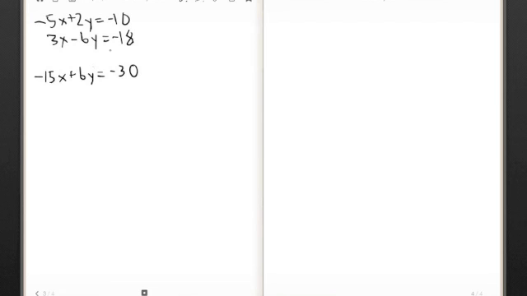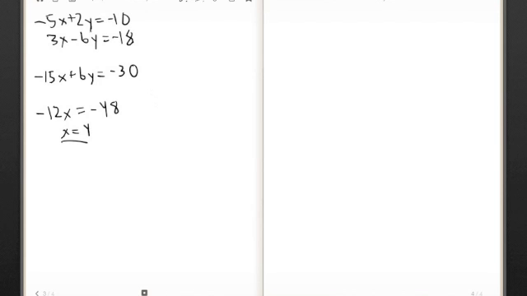So now look at these two equations. Instead of subtracting, let's add them, because then we'll have 6y and negative 6y, which add to 0. So once again, the y's will be eliminated. So if we add these two, then we'll get 3x plus negative 15x is negative 12x. Negative 6y plus 6y is 0. Negative 18 plus negative 30 is negative 48. So x equals 4.